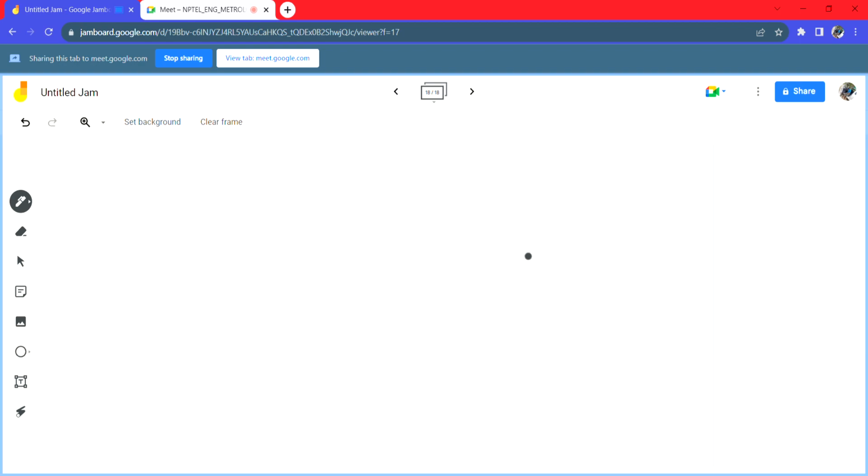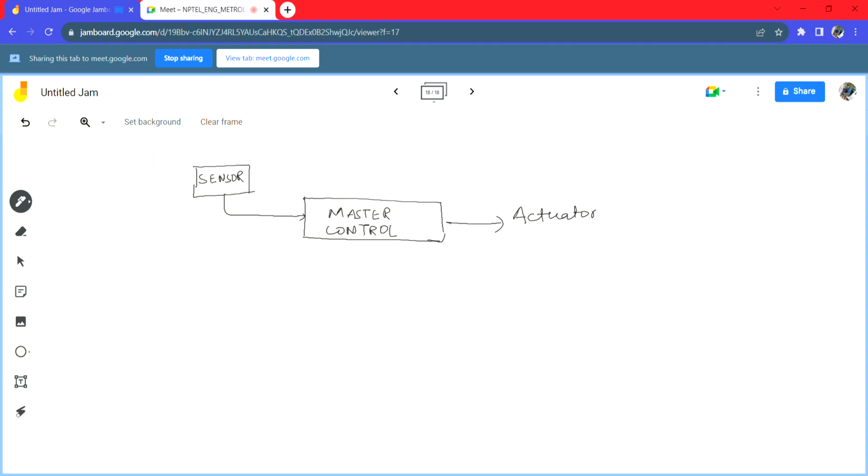So when we see this, we can draw the block diagram of this system as a master control unit that can interpret all the decisions, a transducer or a sensor that can measure the level of the tank, and an actuator that can open or close the valve. So this is a basic open loop system.